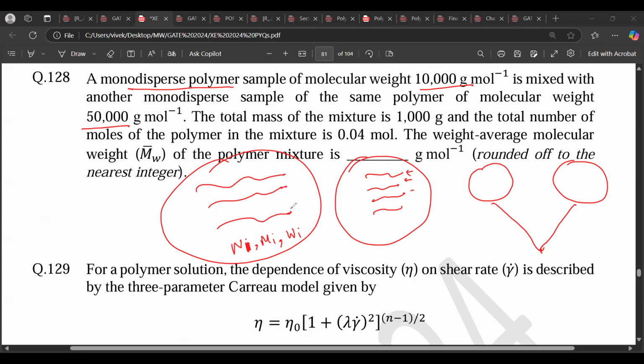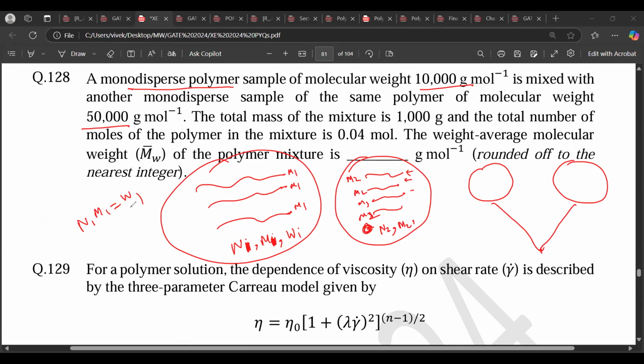If it is monodisperse, every chain has the same molecular weight. Every chain is M1, M1, M1. So your molecular weight is M1, right? And then here, let's say how many chains? Here it is looking like 4, but I will not write 4. I will write N2. Each chain has what molecular weight? Let's say M2, because they are monodisperse. They will have the same size. So M2. And then if you multiply N1 into M1, you will get W1.